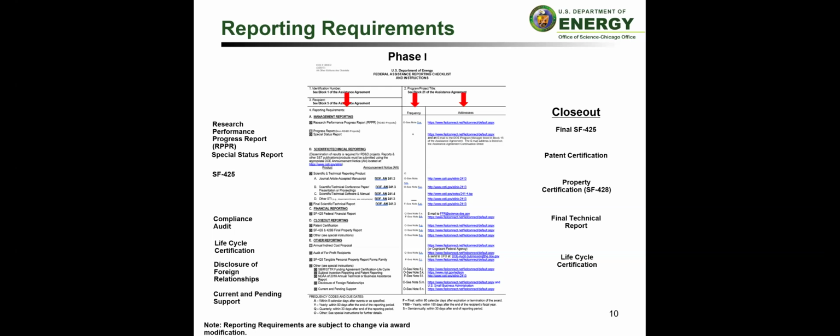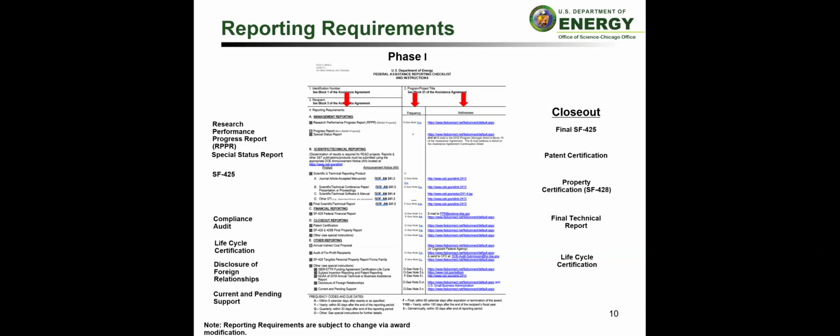A life cycle certification is due at least 30 days prior to the phase 1 period ending. You're just recertifying that you're still in compliance as an eligible small business, that the PI is still working with the company, and your company is making progress and still is an eligible small business. And the last 2 things I want to highlight for during the performance of your award are disclosure of foreign relationships and current and pending support.